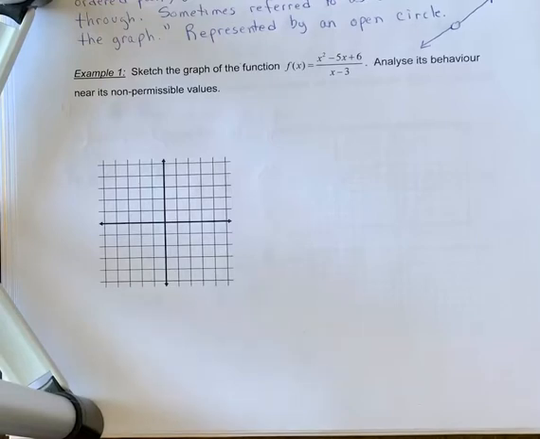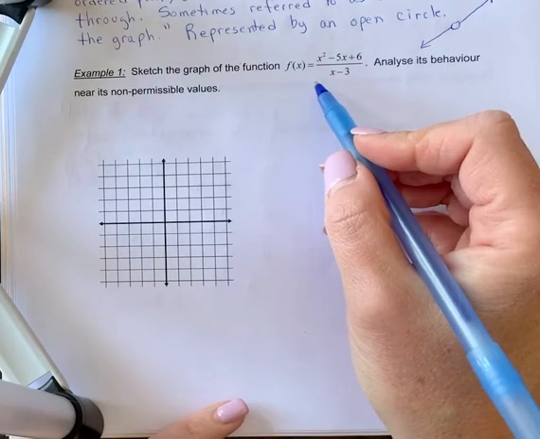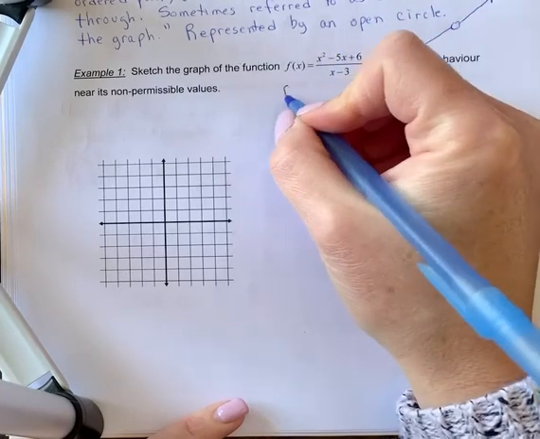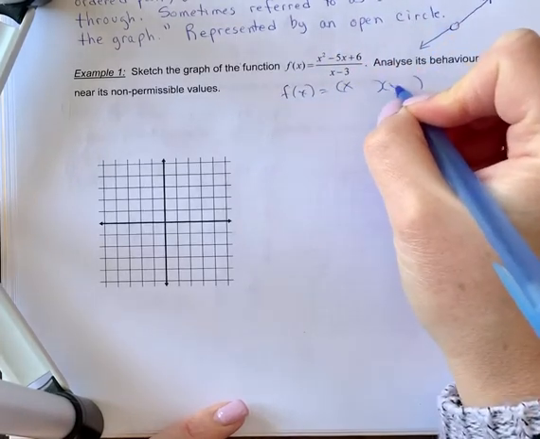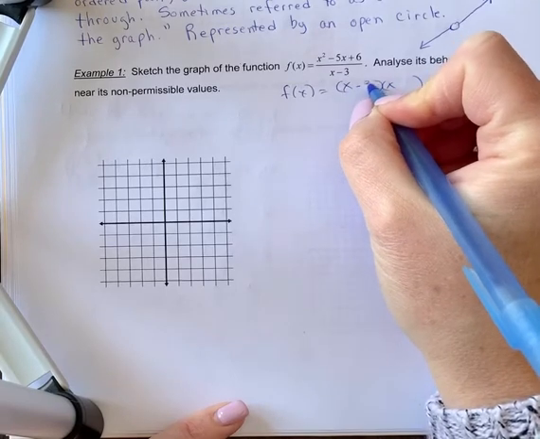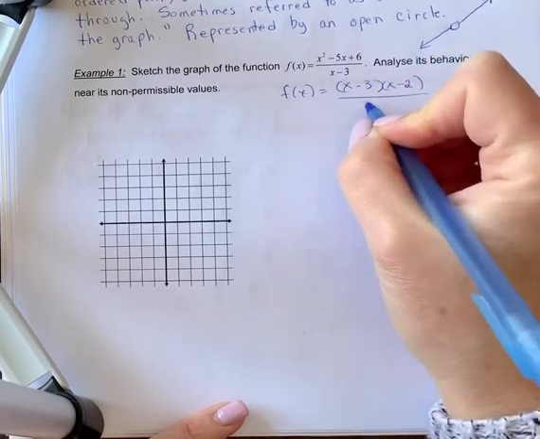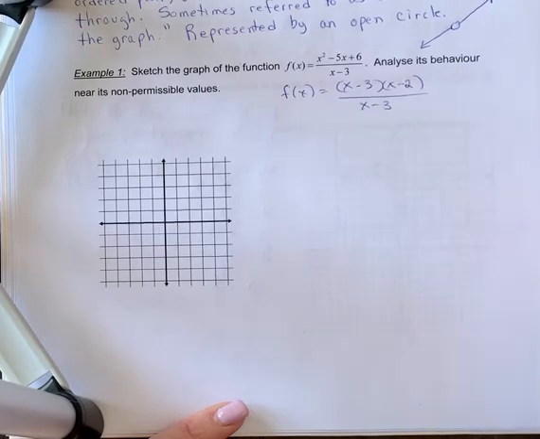Example 1: sketch the graph of the function f of x equals x squared minus 5x plus 6 over x minus 3 and analyze its behavior near its non-permissible values. So the first thing I need to do is see if this simplifies. To do that, I'm going to factor the numerator, which it does factor. So we're going to get x minus 3, x minus 2 over x minus 3.